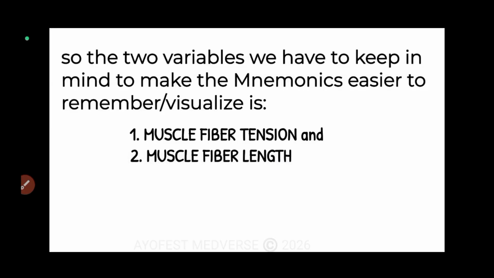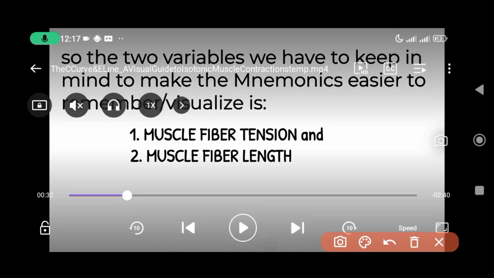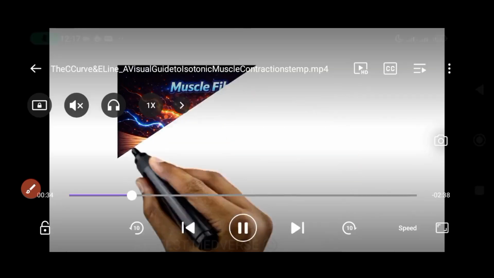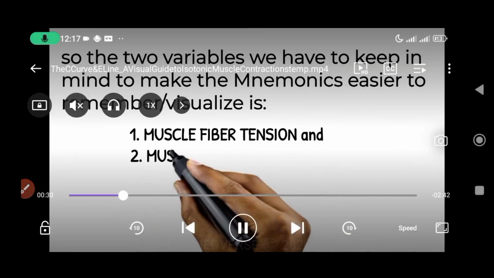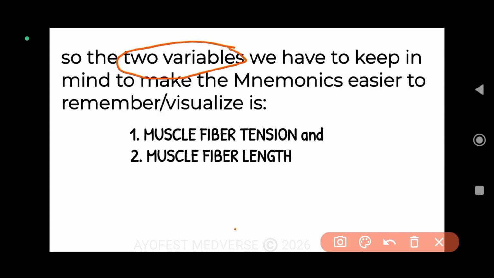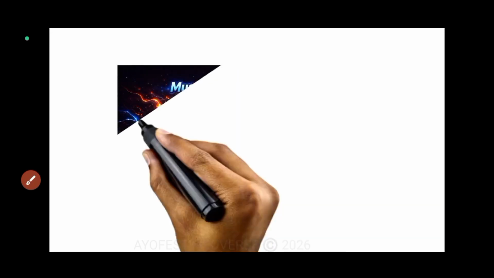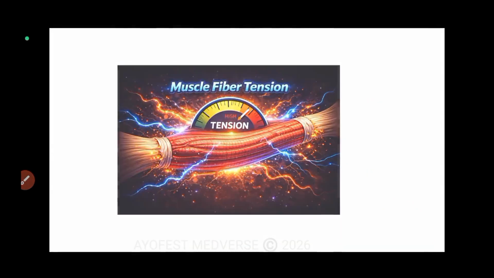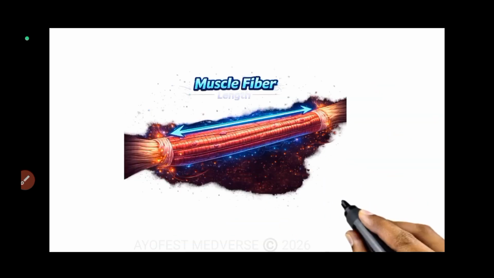Okay, so the 2 variables you have to keep in mind that we are going to be talking about in this video are muscle fiber tension and muscle fiber length. So these are the 2 variables you have to keep in mind. We are going to be talking about the tension and the fiber length here. This is a visual representation of the tension, which is like the force, while this is the visual representation of the length.